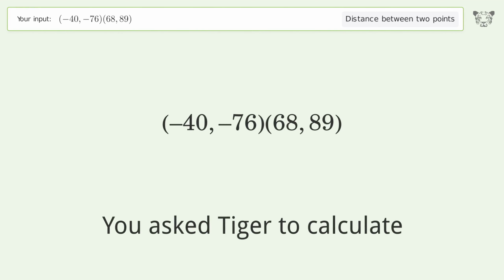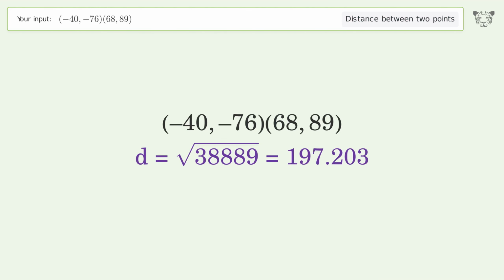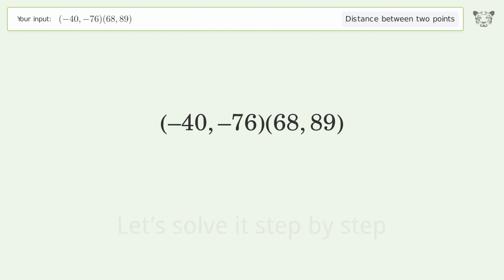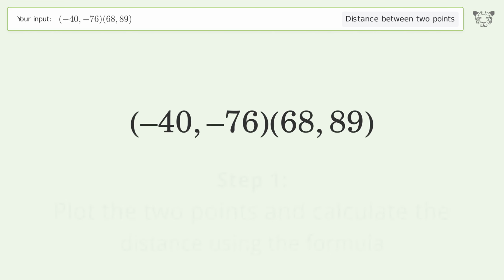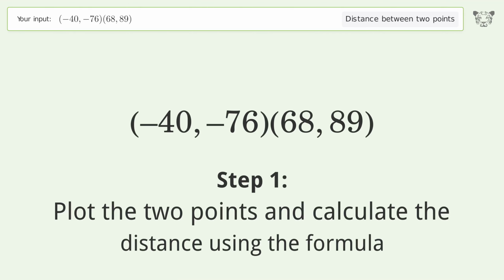You asked Tiger to calculate the distance between 2 points. The distance between the 2 points is the square root of 38,889, or 197.203. Let's solve it step by step. Plot the 2 points and calculate the distance using the formula.